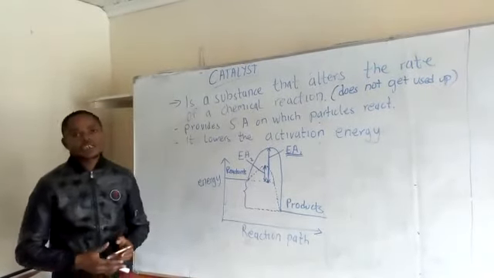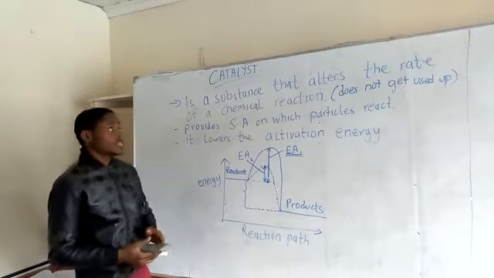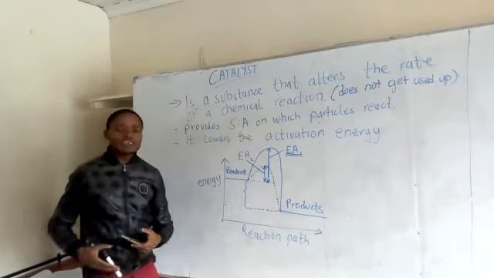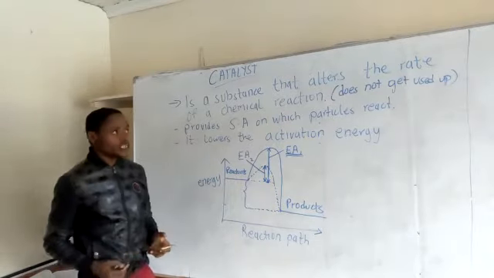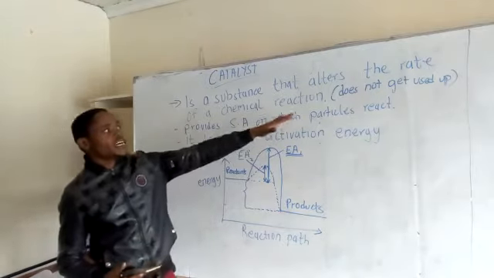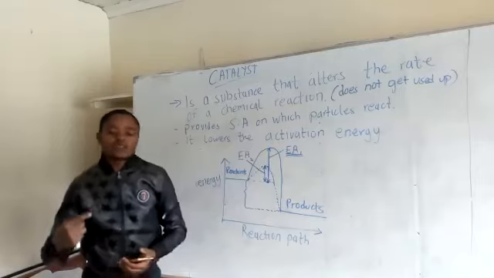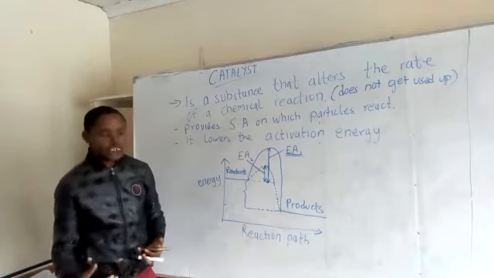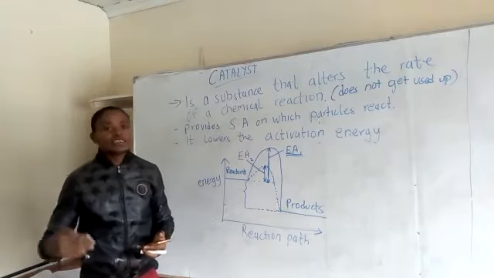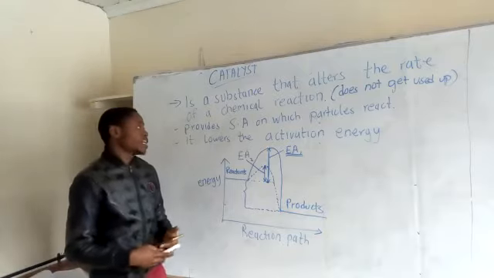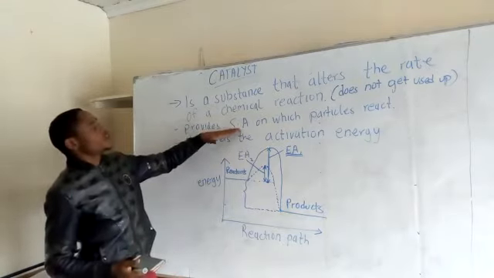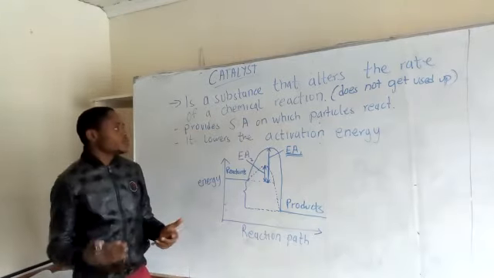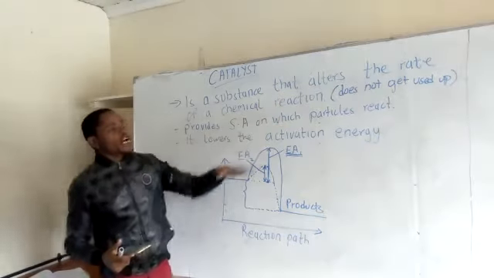So our next factor which we're going to look at is the catalyst. So what's a catalyst? A catalyst is a substance that alters the rate of a chemical reaction, and in the process it does not get used up. That means that a catalyst remains intact after a chemical reaction, and it can be used to catalyze several more reactions. Again, catalysts normally provide surface area. They provide more surface area on which the particles react.